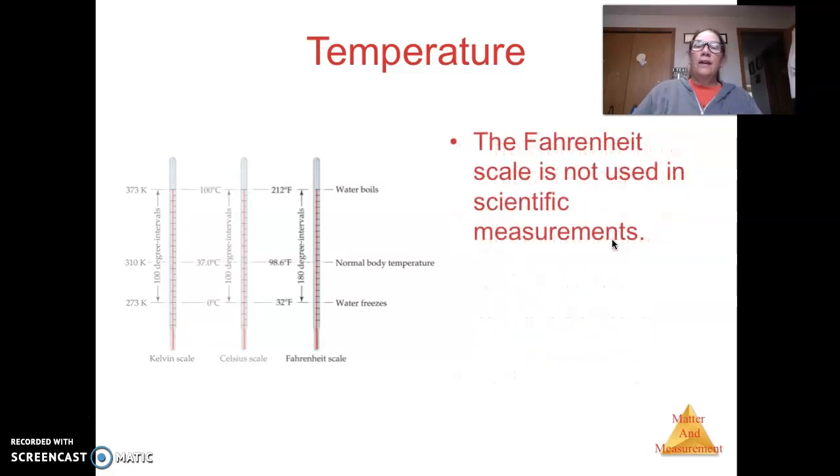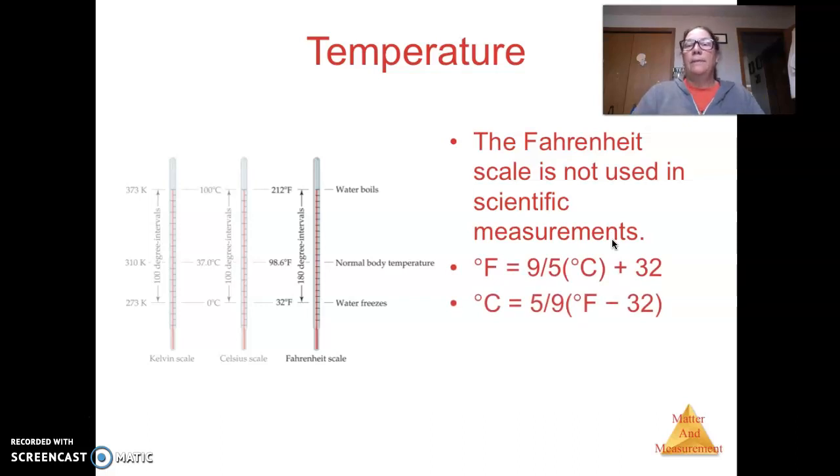Okay. The Fahrenheit scale is not used for scientific measurements. It's what we're used to, but it's not one that you would ever use in the lab. You always use Celsius. Okay. You can convert Celsius and Fahrenheit if you want, I mean, if it's a big deal.